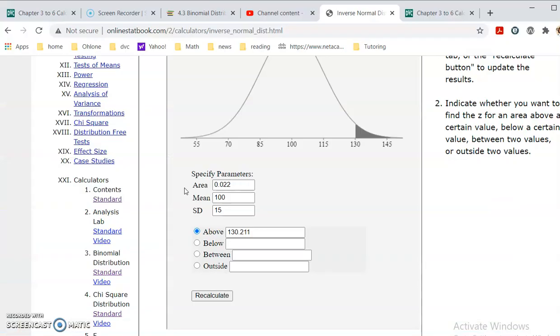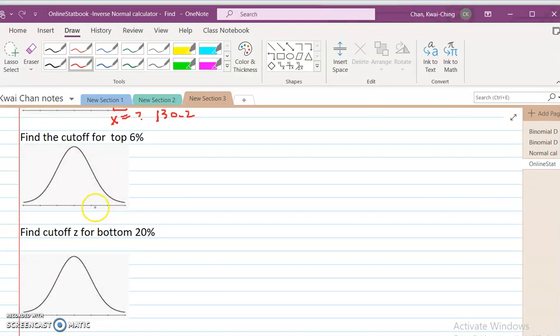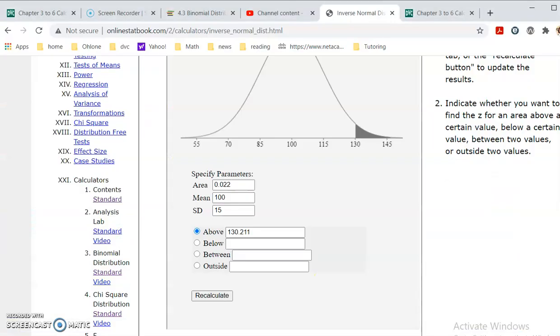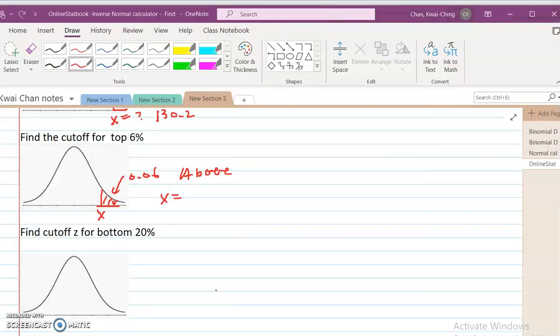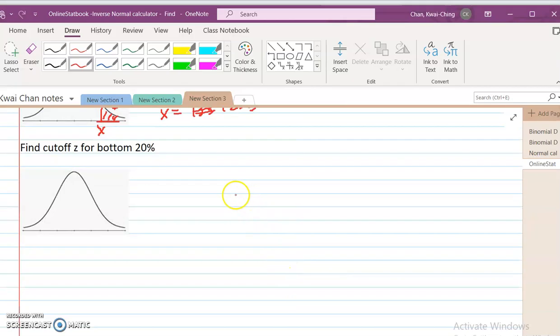Cutoff for the top 6%. Top, still top. Okay. So this is 6%, 0.06. What is this cutoff? So x would equal to, of course, we use above again, right? So this is on the high side. The high side we use above. Then we want 0.06. Then we do recalculate. So it's 123.3.